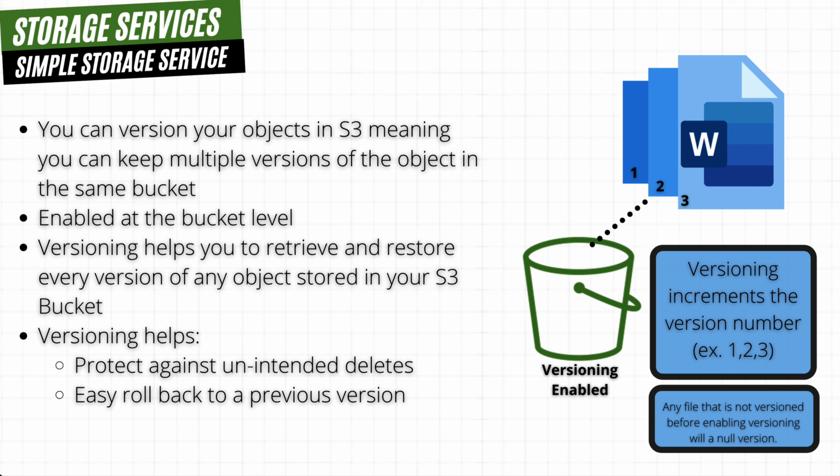Each version gets a version ID, and this helps because versioning can retrieve and restore every version of any object we store in our S3 bucket, in the case any file gets overwritten or deleted. But for versioning to work, we must have it enabled at the bucket level.